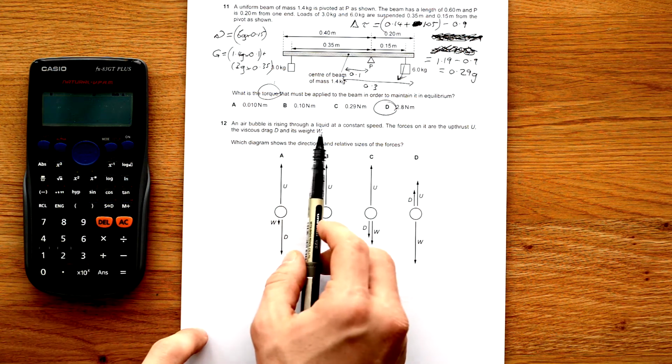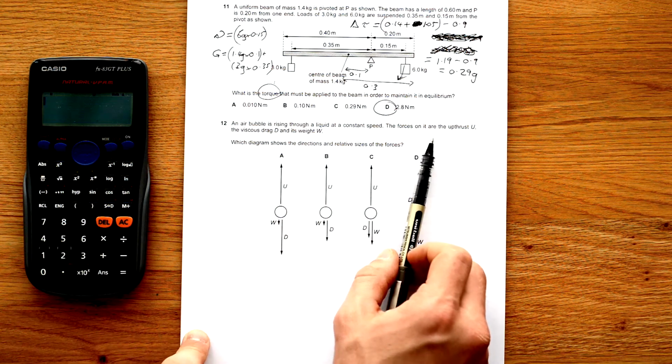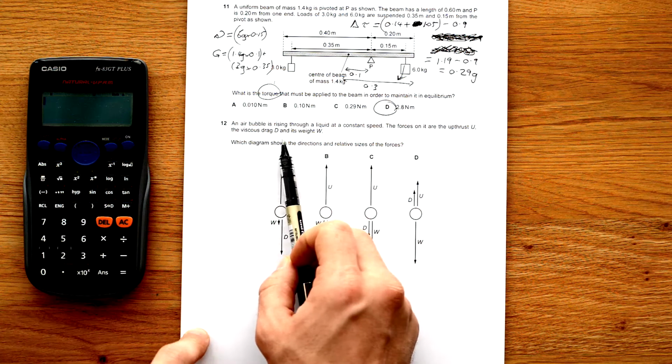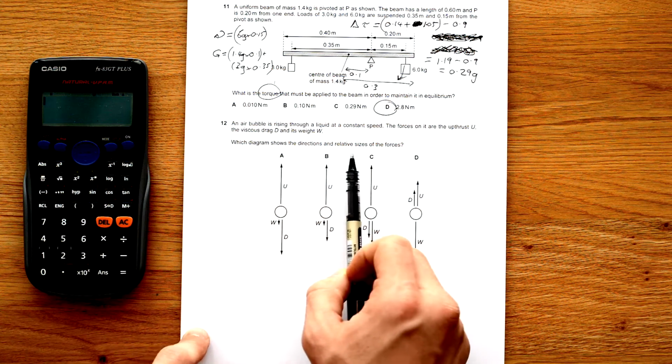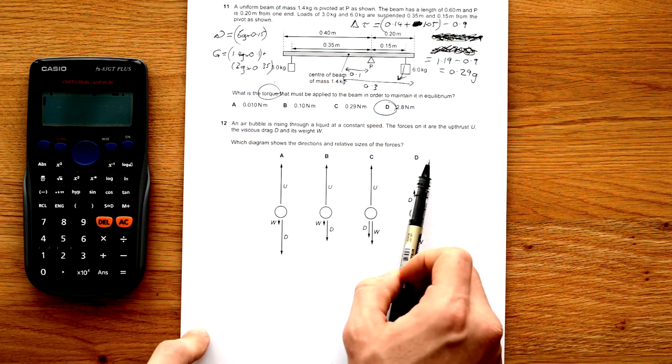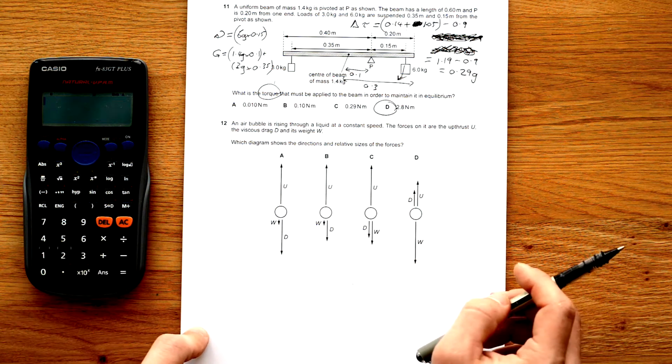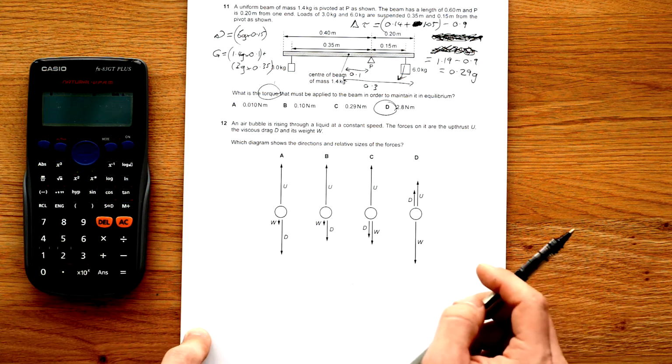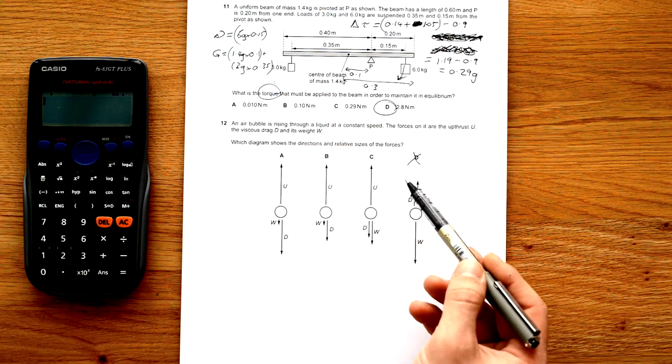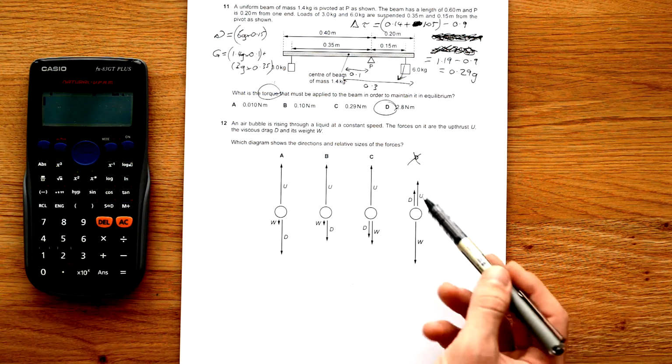An air bubble is rising through a liquid at a constant speed. The forces on it are the upthrust U, viscous drag D, and its weight W. Which diagram shows the direction of relative sizes of the forces? Well, if it's rising at a constant speed, we know that altogether the forces must be balanced. Now here we have drag going upwards, but we know that's not true. The drag has to be opposing the movement, so it can't be D.